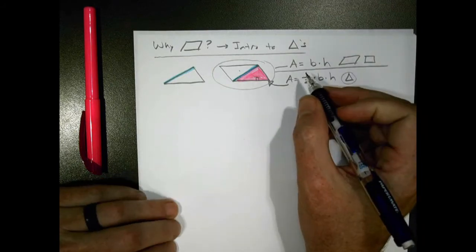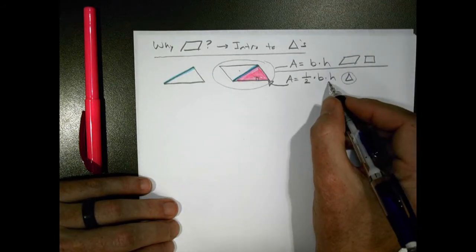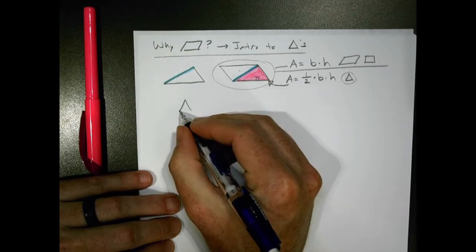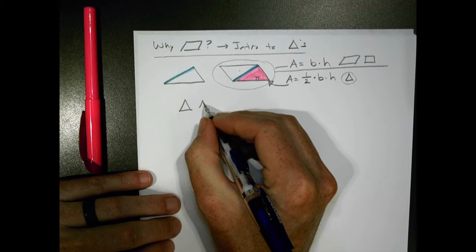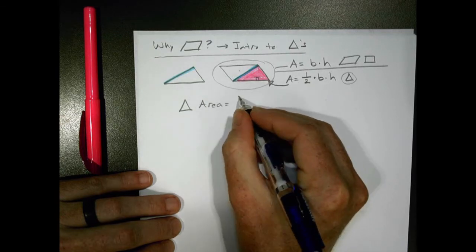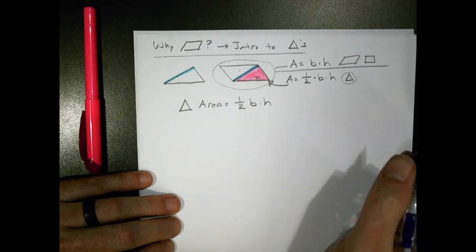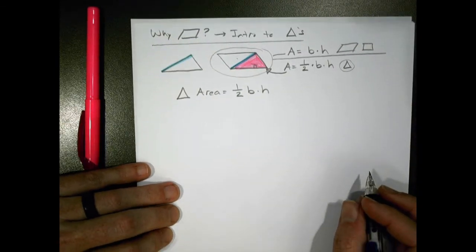So using that formula then, area equals 1/2 base times height becomes the area formula for our triangle. So triangle area equals 1/2 of the base times the height. Alright, now let's do some practice with that.